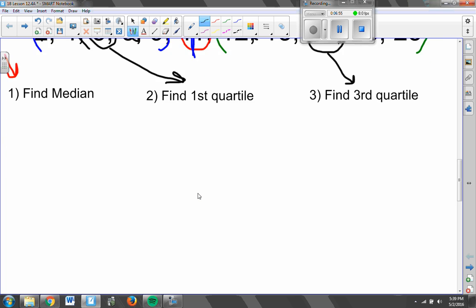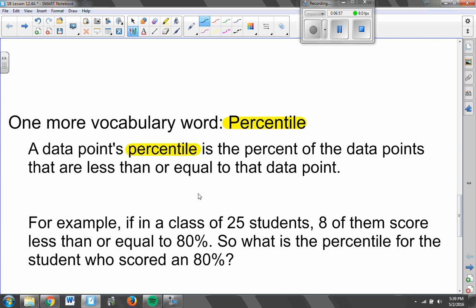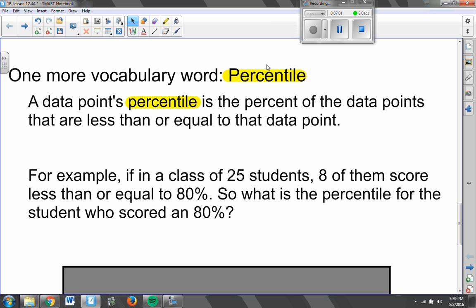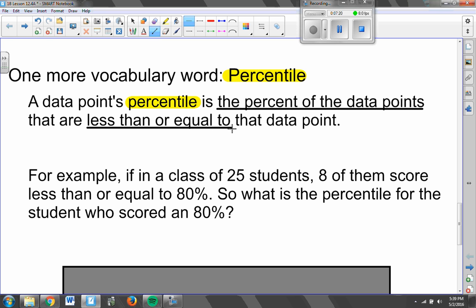But we're going to go on to one other vocabulary word that we need for a couple of our homework problems, which is percentile, which is loosely based on the first and third quartile and the median, but we won't really get into that in this class. But our definition of percentile is the percentage of data points that are less than or equal to a certain data point.